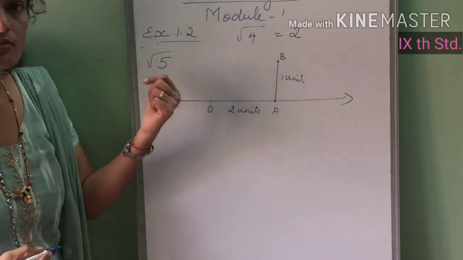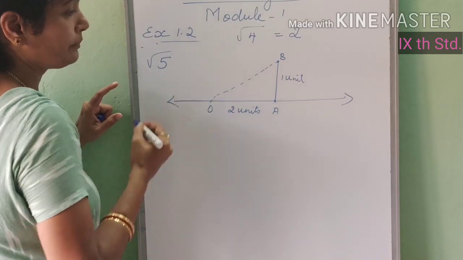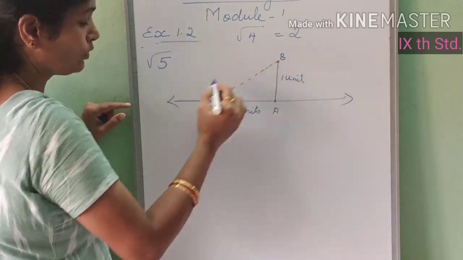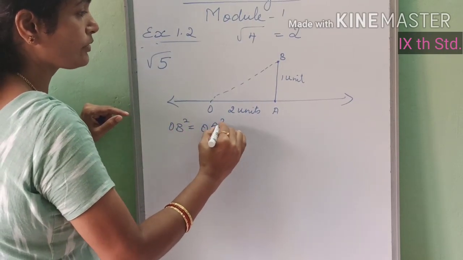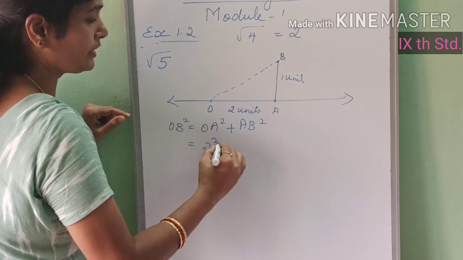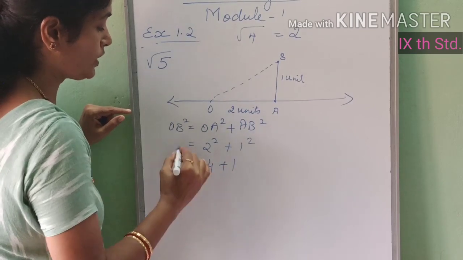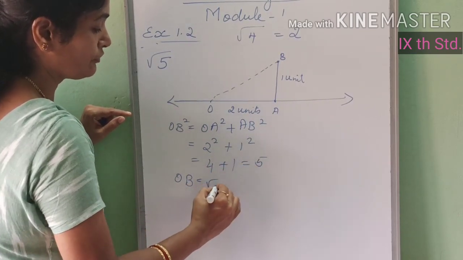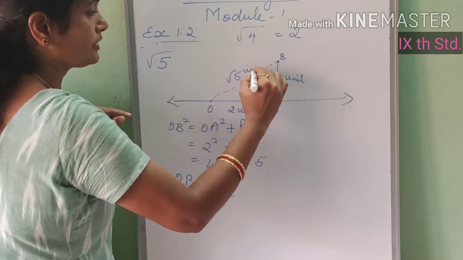The main idea is using the Pythagoras theorem here. Now we are joining O to B. Now OAB is a right triangle. What is the value of OB? OB square is equal to OA square plus AB square. OA is 2 square, AB is 1 square. 2 square is 4, 4 plus 1 is 5. So OB is square root of 5. So this length is square root of 5 units, right?